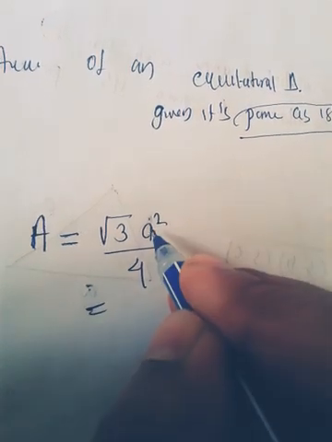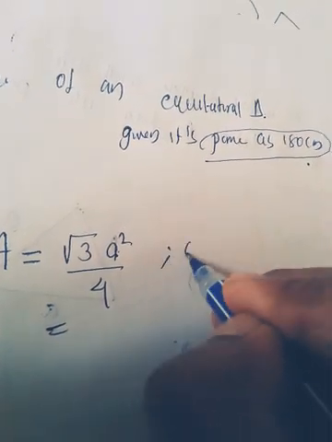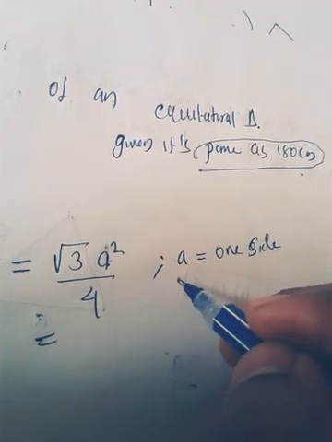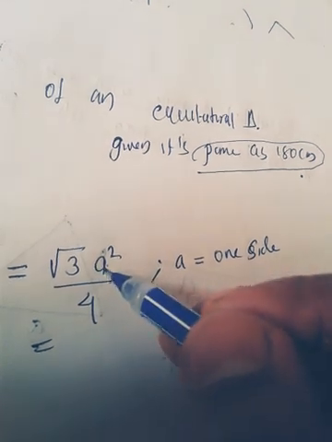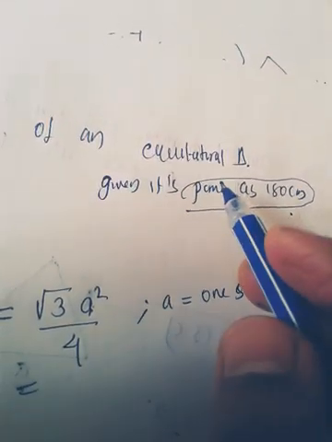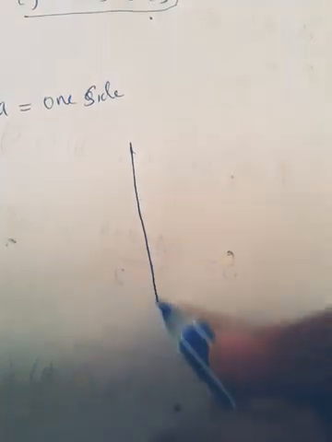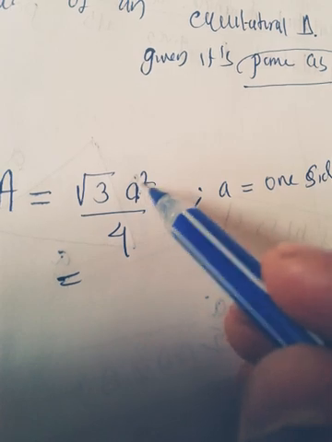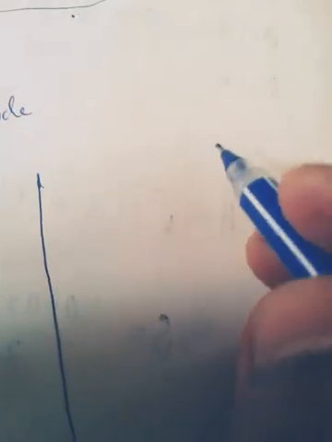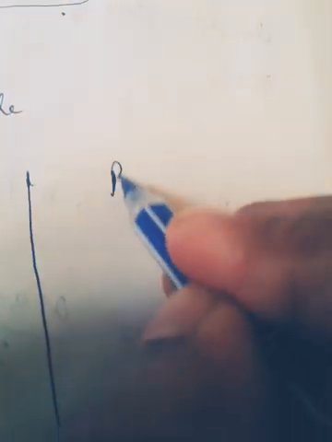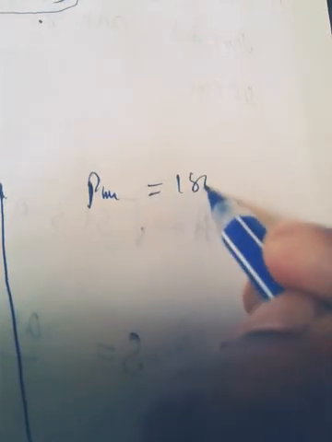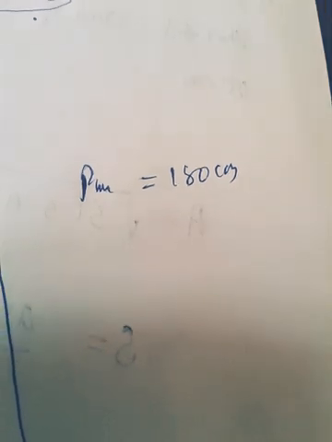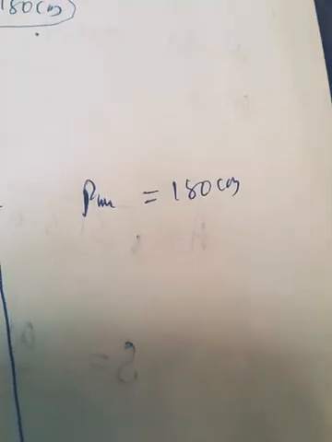But what does this a stand for? Here a stands for one side of the equilateral triangle. All sides are equal. So a stands for one side of the equilateral triangle. That is not given in this question. So we are supposed to find out any one side, then only we could substitute that value here, isn't it? Because a stands for one side. We don't know one side. How to calculate one side? Here what is given? Perimeter is given as 180 centimeter. By using this hint, we are supposed to calculate one side.